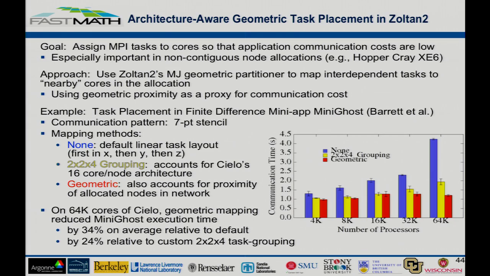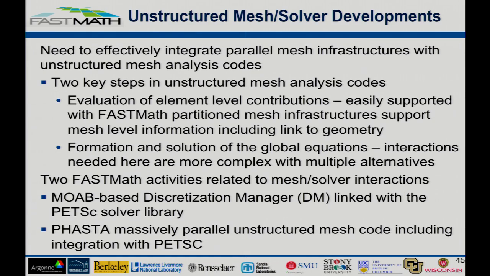And on 64,000 cores of a Cray system, Cielo, with the miniGhost mini app, a 34% decrease in the average execution time is yielded with this mapping over a default distribution of the data. So at that, I'll hand it off to Vijay, who will bring us into the integration of unstructured mesh codes and the solver. This part of the talk is more about how we actually interact with the solvers themselves.